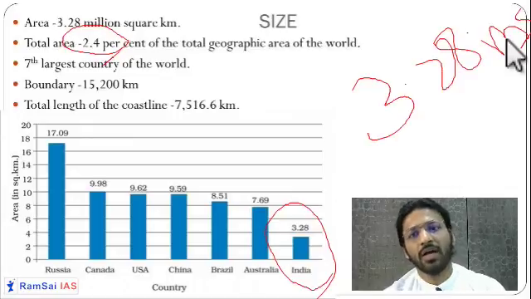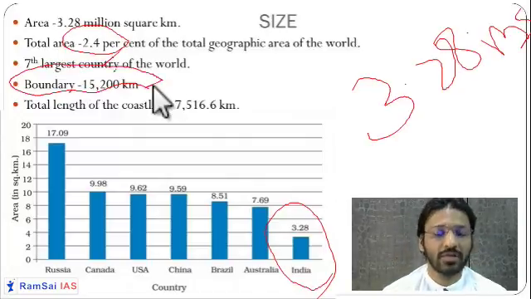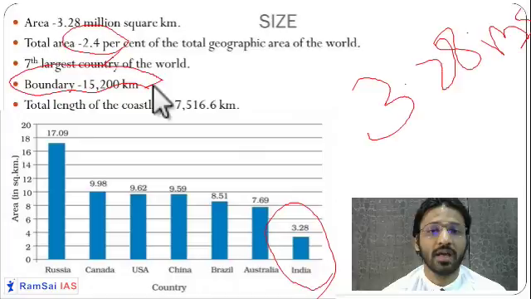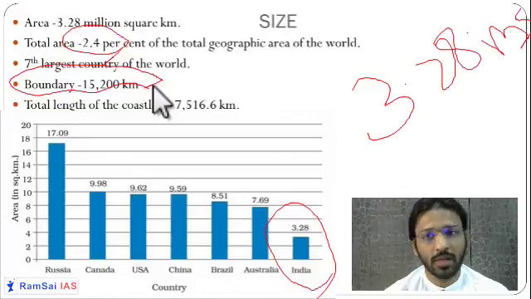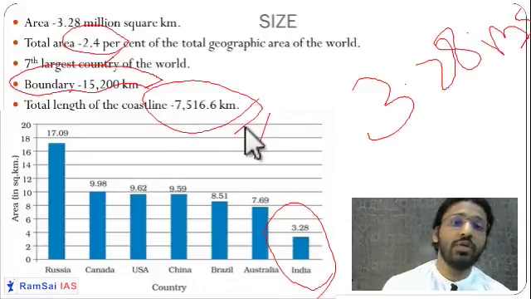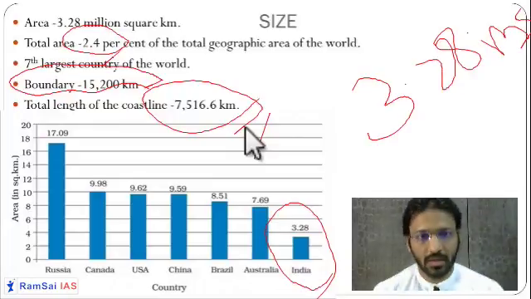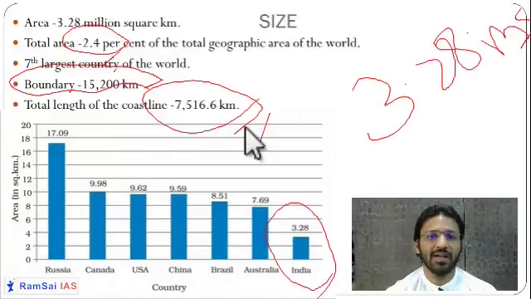How much boundary do we have? We have a 15,200 kilometer long land boundary shared with different countries. Frontier management and boundary management is one of the chapters in paper 3. Before writing about the chapter, you should first know how long a boundary we have. That is the normal territorial boundary; plus the coastline, including island and mainland coastline, totals 7,516 kilometers. So this is a very simple chapter.